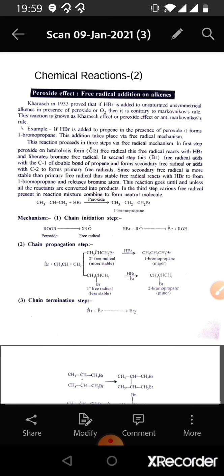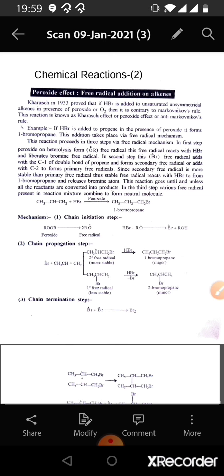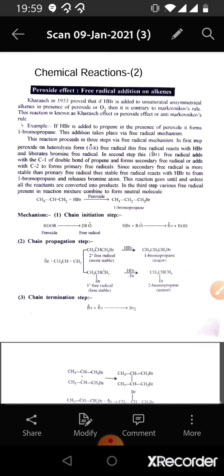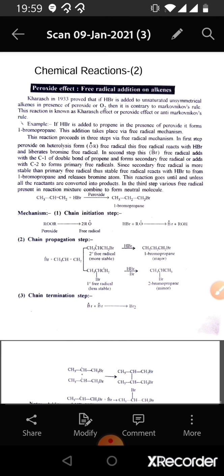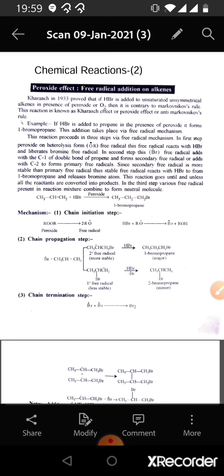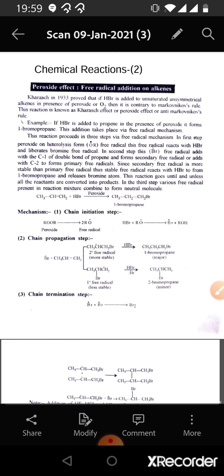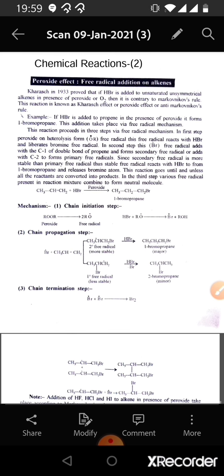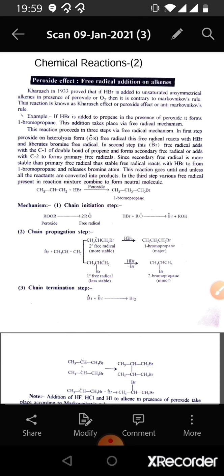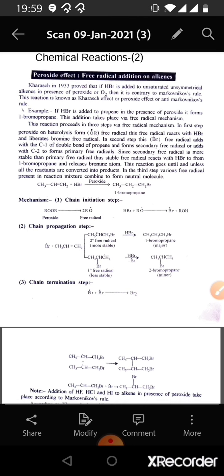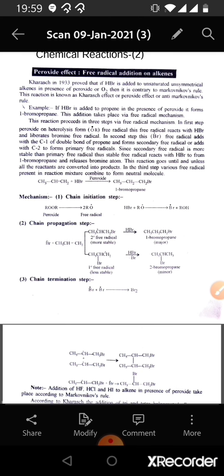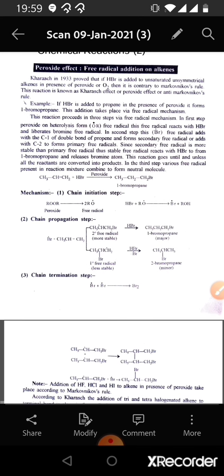Kharash in 1933 proved that if HBr is added to unsaturated unsymmetrical alkenes in presence of peroxide, then it is contrary to Markovnikov's rule. This reaction is known as Kharash effect or peroxide effect or anti-Markovnikov's rule. For example, if HBr is added to propene in the presence of peroxide, it forms 1-bromopropane. This addition takes place via free radical mechanism.